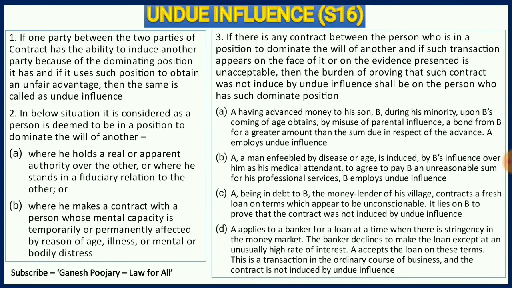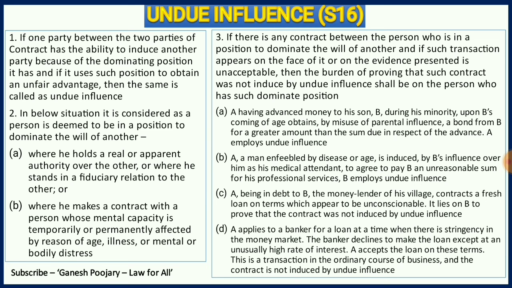Don't worry looking at this slide which looks very busy, because I have brought the entire section 16 along with illustration in this particular slide, and in my next slide I have made them all very easy. Subclause 1 says if one party between the two parties of a contract has the ability to induce another party because of the dominating position it has, and if it uses such position to obtain an unfair advantage, then the same is called undue influence.